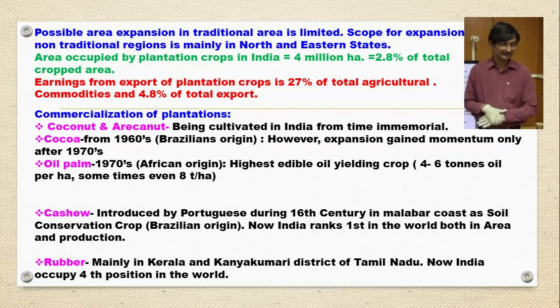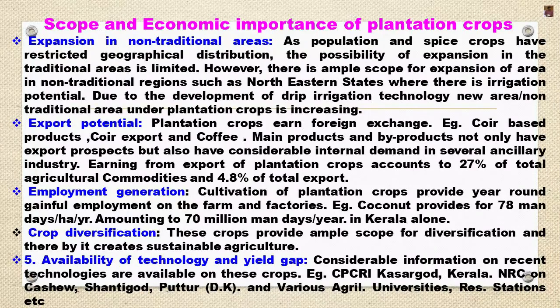Rubber is grown mainly in Kerala and Kanyakumari district of Tamil Nadu. Now India occupies fourth place. Scope and economic importance of plantation crops.